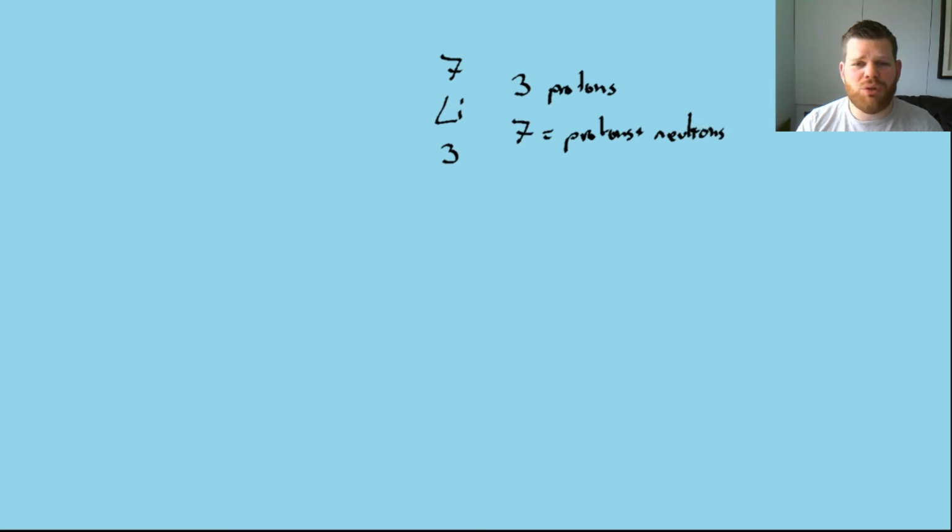If we're trying to work out how many neutrons we've got, we can simply do a little bit of substitution into this and apply some maths. If we take our number of protons, which is 3, we've got 7 equals the number of protons, which is 3, plus the number of neutrons. So if we're trying to work out how many neutrons we've got, we're just going to rearrange this.